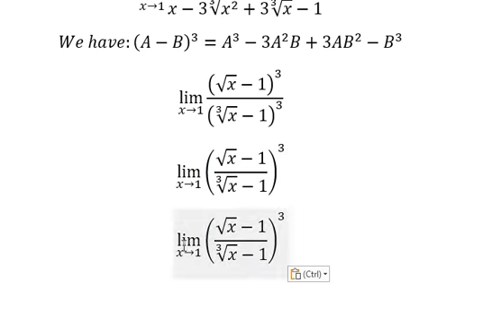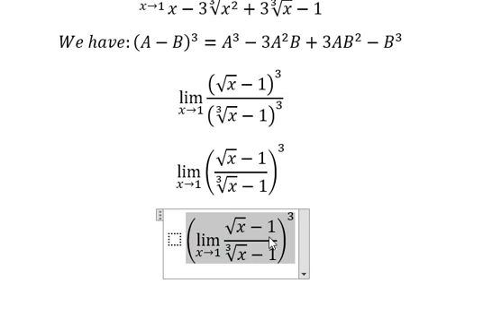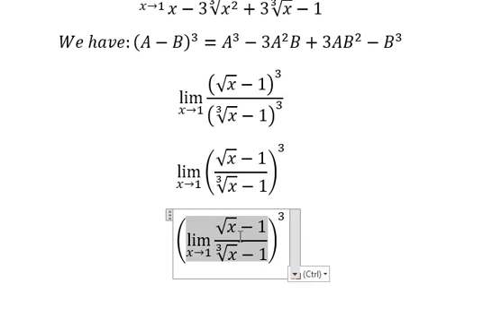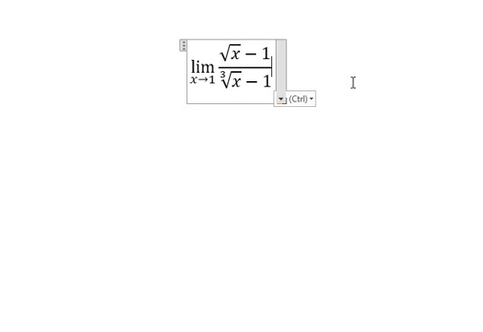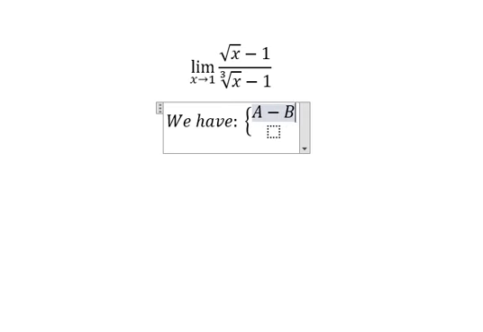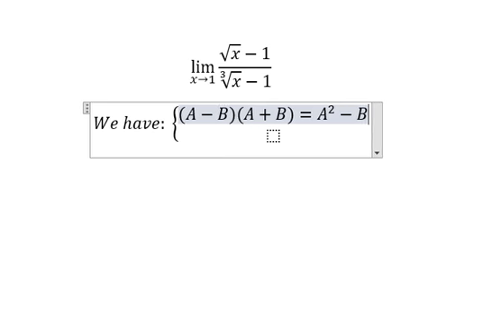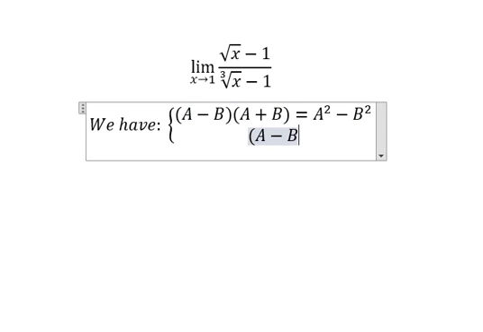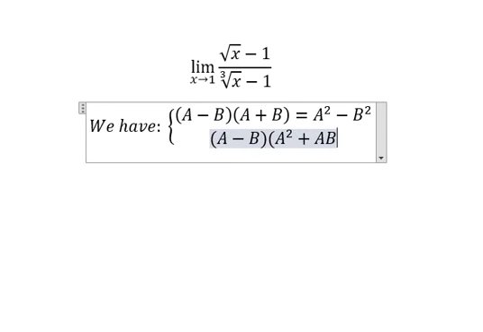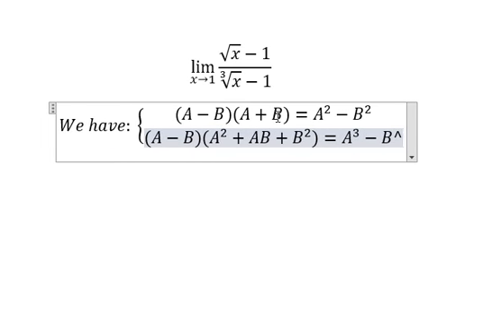Next, I can put the limit go inside in here. So I will concentrate about this one only. Next, we have the formula in here. So we have a minus b multiplied by a plus b, we have a square minus b square. The next one, a minus b multiplied by a square plus ab plus b square, we have a to the power of 3 minus b to the power of 3.